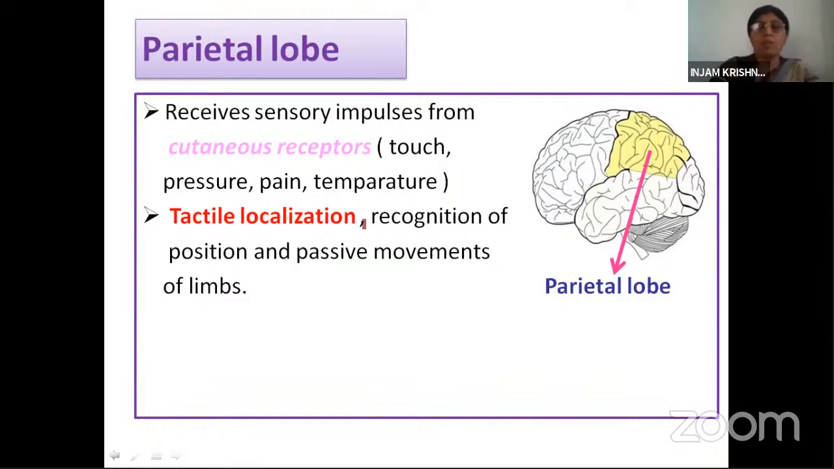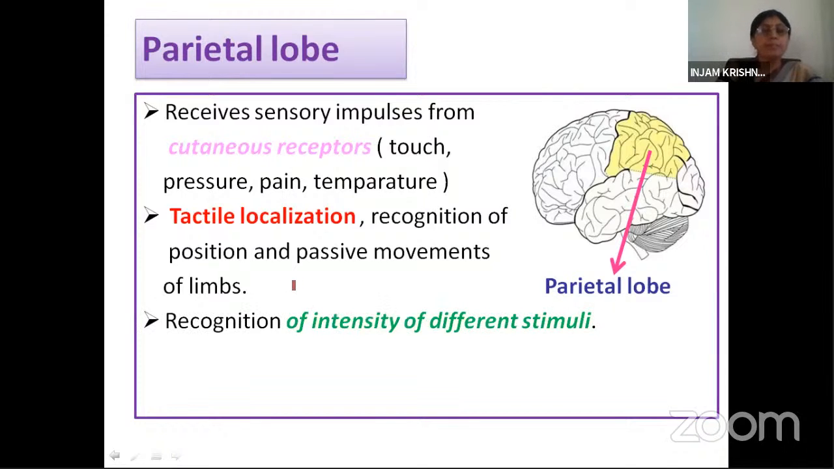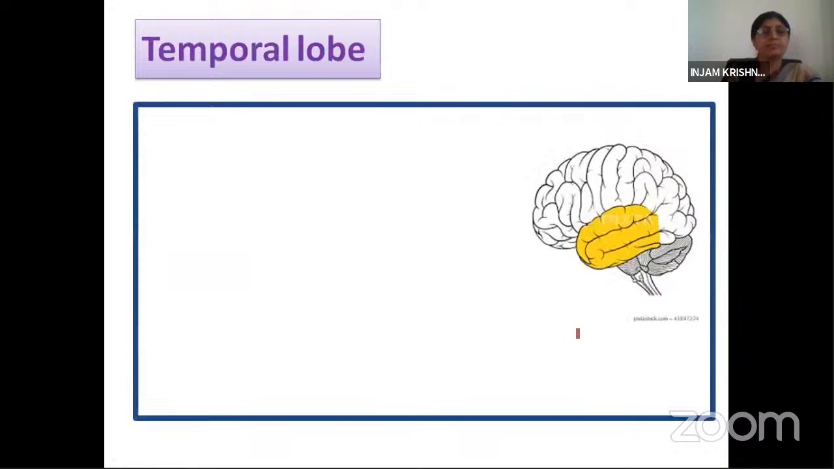Even blind people, by using the hands only, are able to recognize all those things, because the sense of touch is more there. That is tactile localization. This tactile localization is controlled by the parietal lobe. And then recognition of intensity of different stimuli, whether the stimulus is at a low level or high frequency, like that.